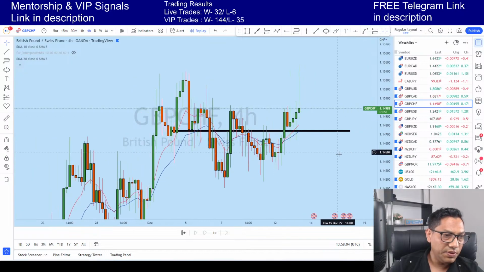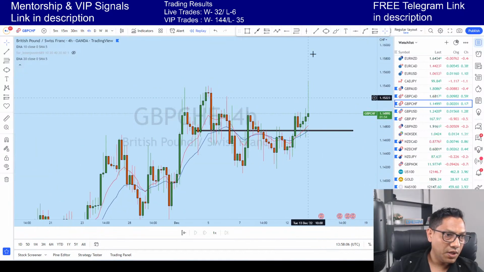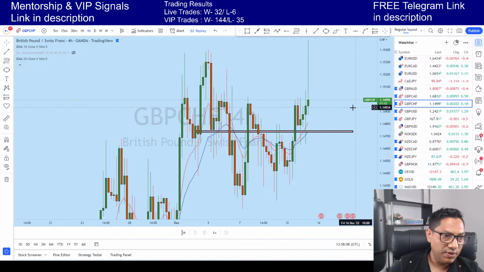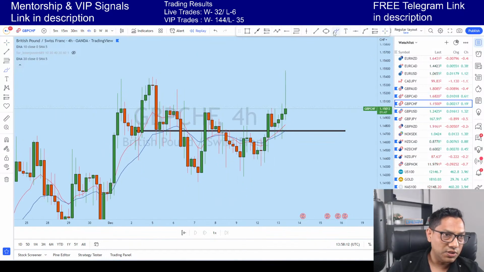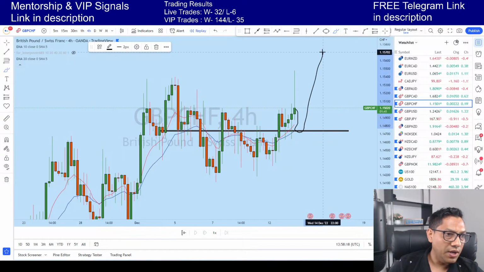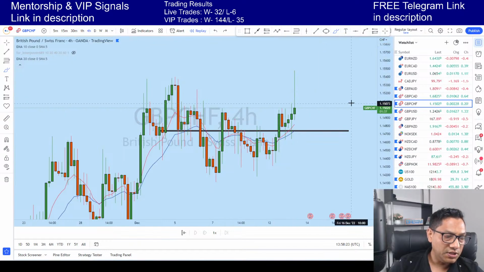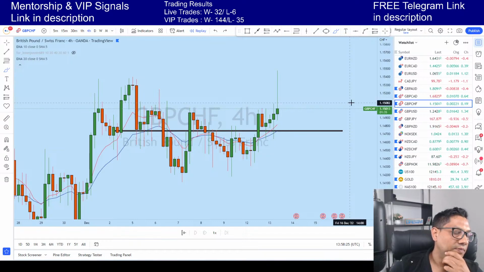So looking at GBP CHF, we see that there is a long narrow candle formed on GBP CHF, which is in fact a shooting star. What I think is that GBP CHF price is likely to come back to this 4-hour 20 EMA, and then from here we could see GBP CHF rise to the upside.